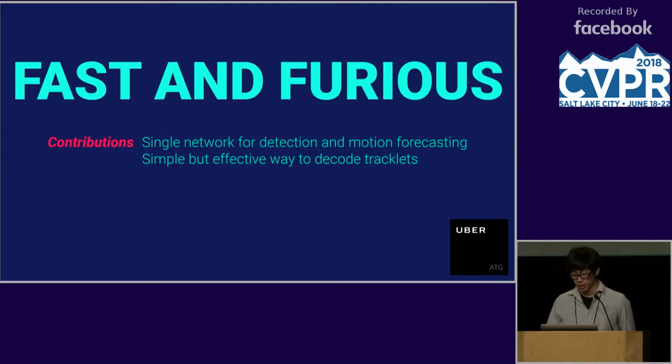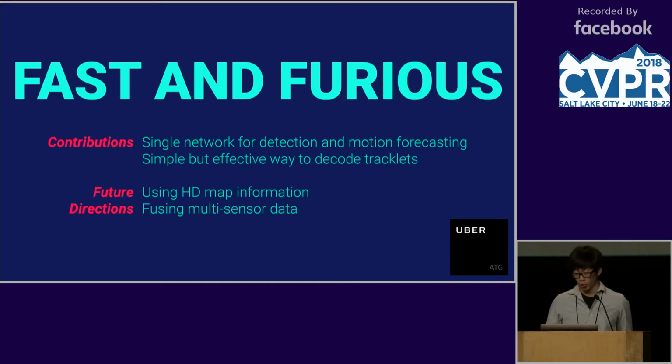To summarize, we propose a single neural network that performs joint detection and motion forecasting with a simple but effective way to decode the tracklets. We improve both on accuracy and runtime, which is crucial for self-driving. As future directions, we plan to explore HD maps as well as multi-sensor data like images and radar.